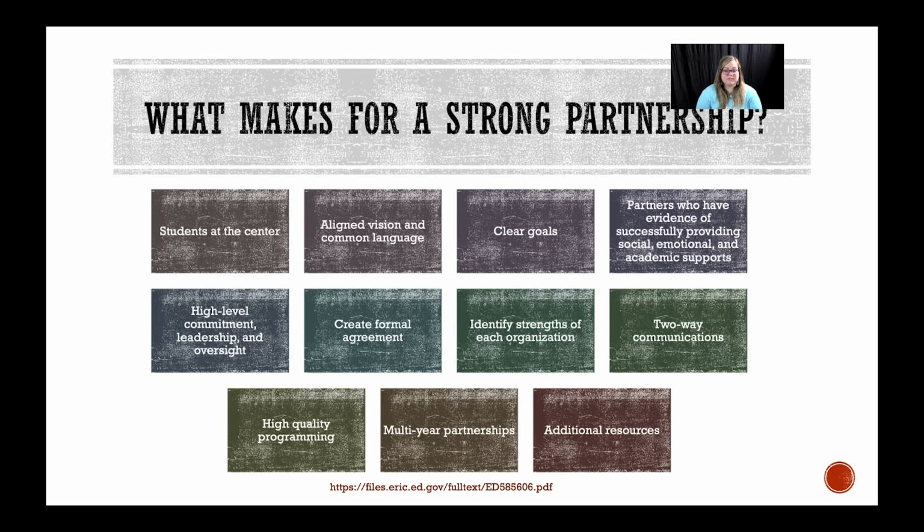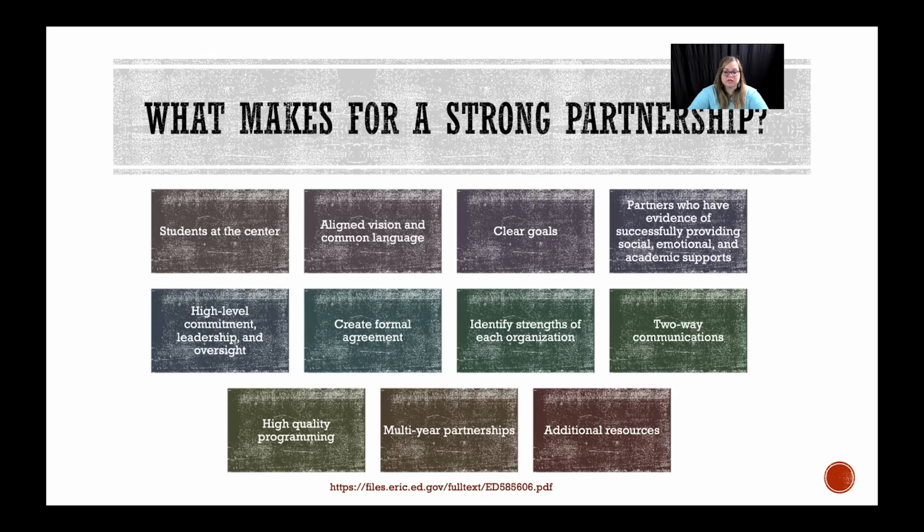Selecting partners who have evidence of successfully providing social, emotional, and academic supports, providing high level of commitment, leadership, and oversight at both the district and school level and through an intermediary organization or nonprofit that can coordinate key players and ensure the right services and partners are brought inside the school. Of course, meaning safety. Creating formal agreements such as common memos of understanding, possibly background checks, and facilities sharing agreements to efficiently and effectively broker services and ensure agreed upon expectations for the partnership are met.